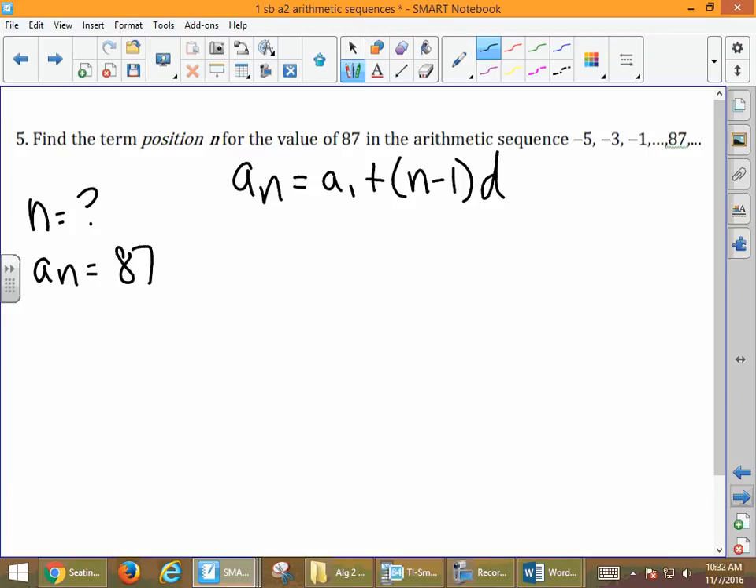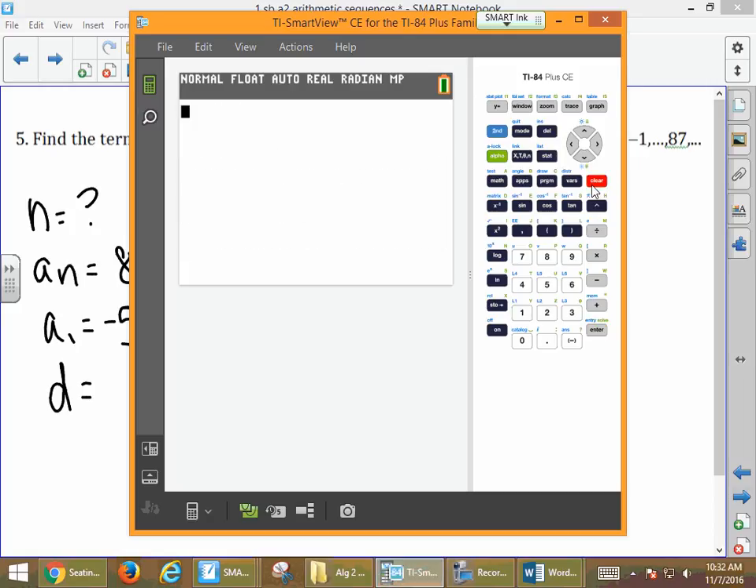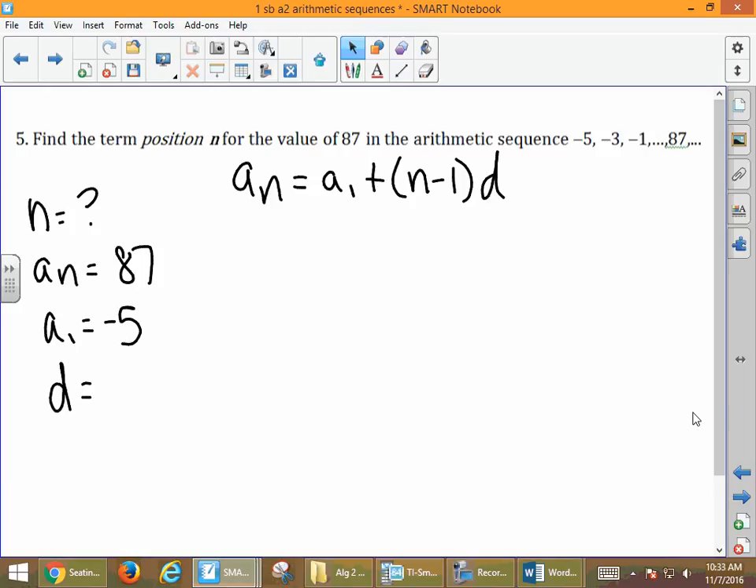What's our first value in this sequence? Anybody? Probably negative 5. Common difference. What's the common difference in here? And the thing is, if you're not sure, use a calculator. We can take negative 3 minus negative 5. Because difference means subtraction. Or we can take negative 1 minus negative 3. But both times there, what we see is that our common difference is 2.